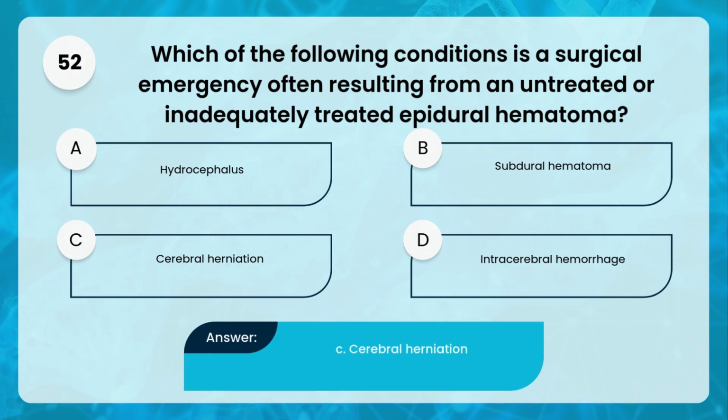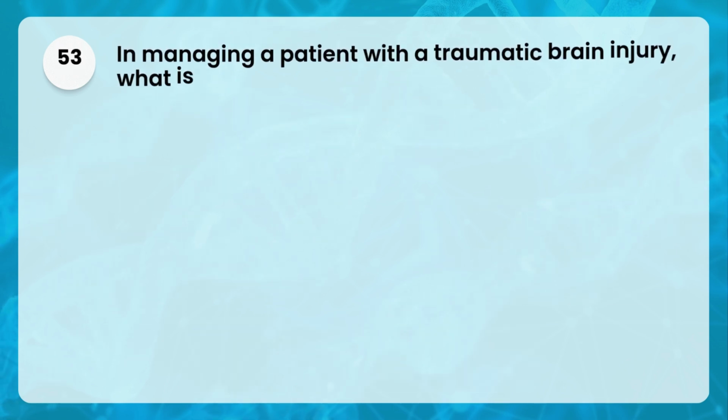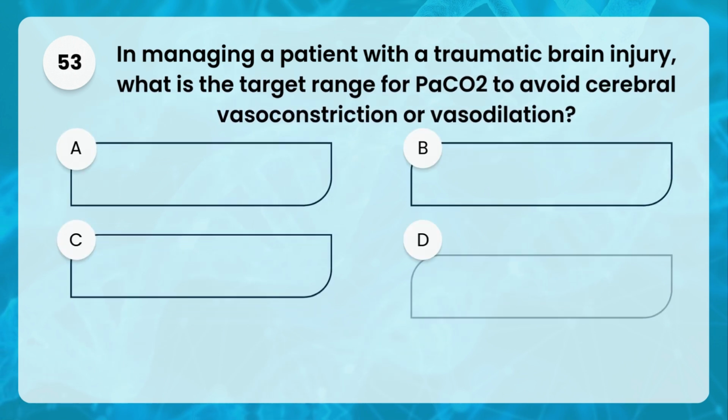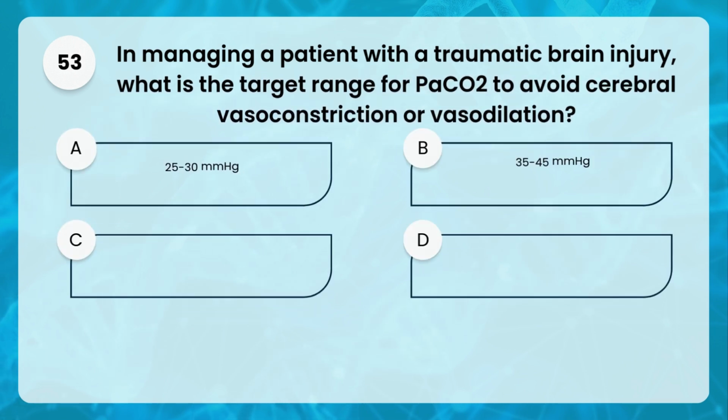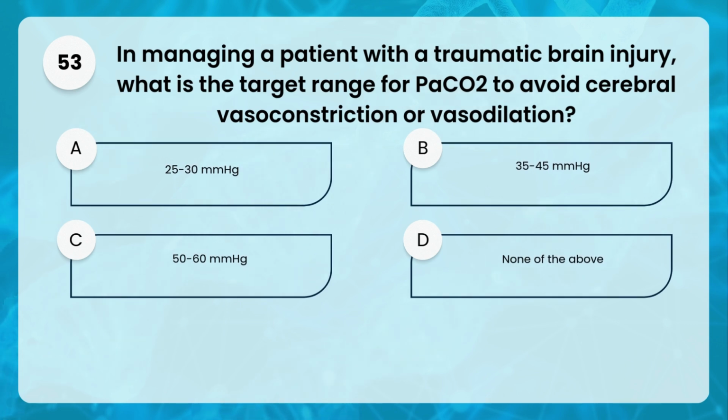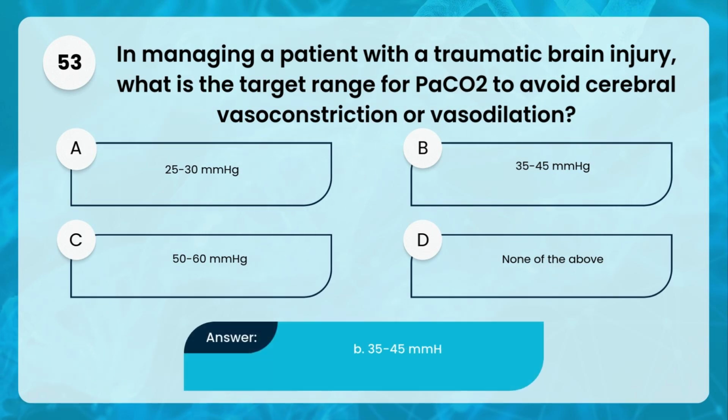Cerebral herniation. Number 53. In managing a patient with traumatic brain injury, what is the target range for PaCO2 to avoid cerebral vasoconstriction or vasodilation? A. 25 to 30 millimeters mercury. B. 35 to 45 millimeters mercury. C. 50 to 60 millimeters mercury. Or D. None of the above. The answer is B. 35 to 45 millimeters mercury.